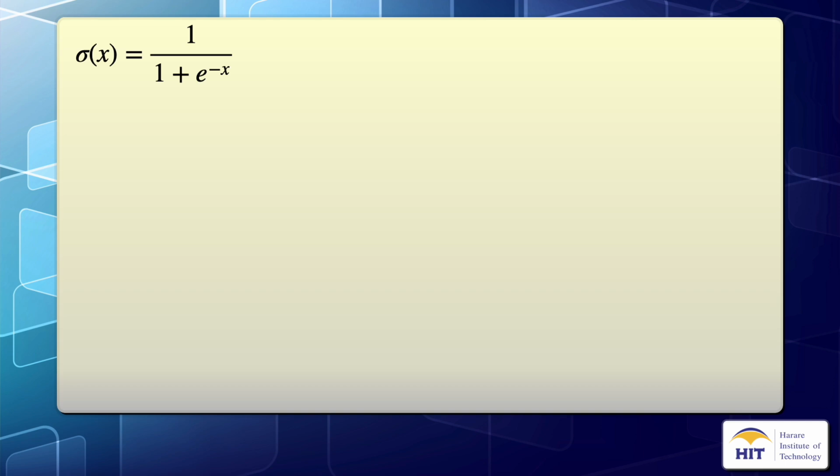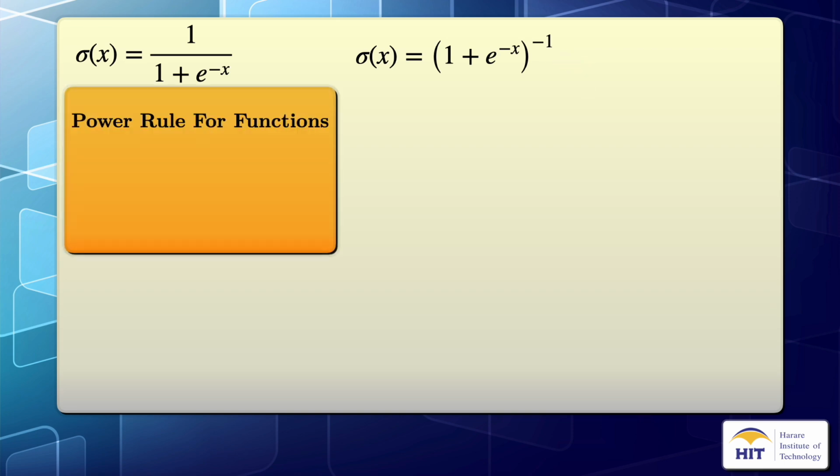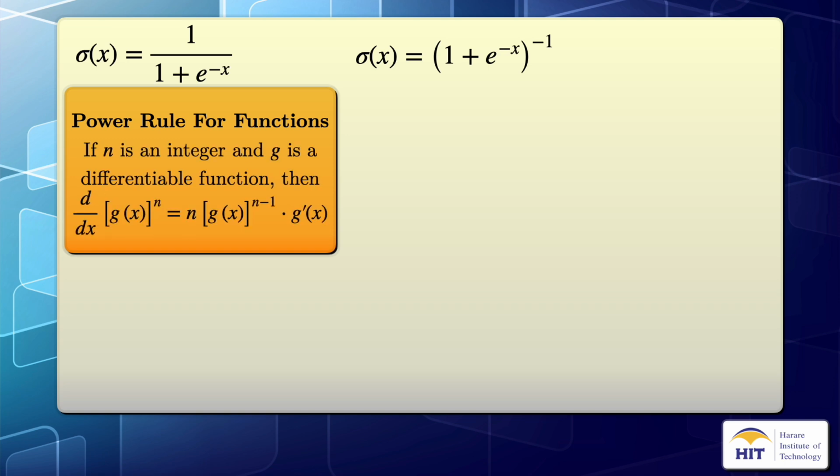The first step, I'll just rewrite it by using laws of exponents, and we would have sigma(x) = (1 + e^(-x))^(-1). Now looking at this function, to find its derivative, we can use the power rule for functions. It says that if n is an integer and g is a differentiable function, then the derivative of g(x)^n is equal to n multiplied by g(x)^(n-1) multiplied by g prime(x).